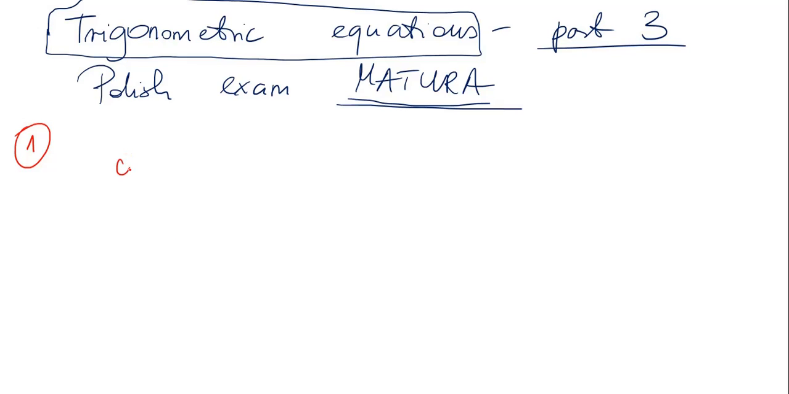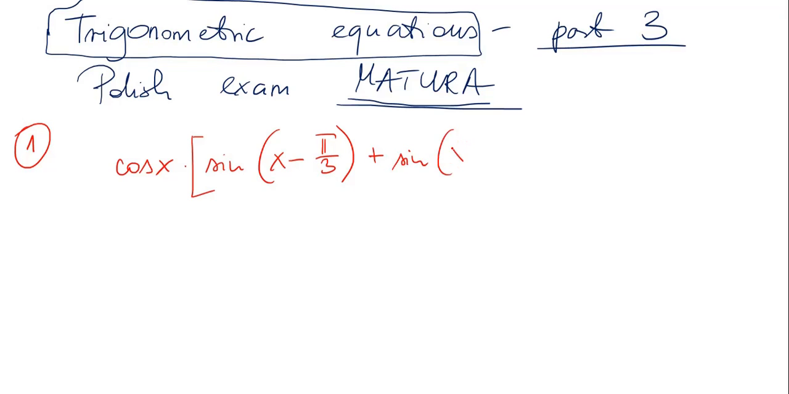Alright, example first. So there we have cosine x, then we have brackets, and we have sine of x minus pi third plus sine of x plus pi third. Let's close the brackets, equals 1/2 sine x. Alright, so as you can see, in the brackets we have a formula.